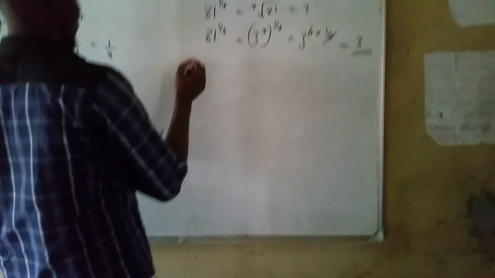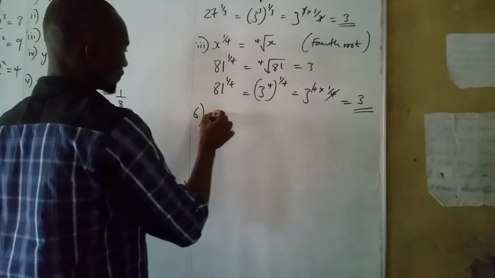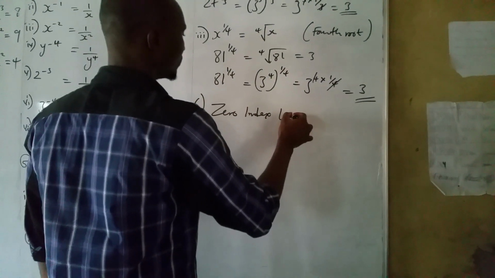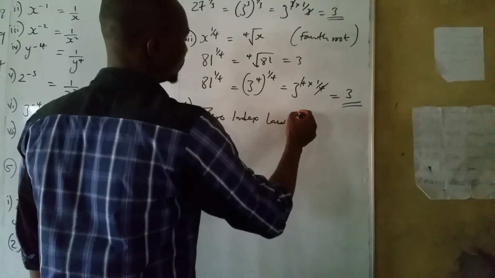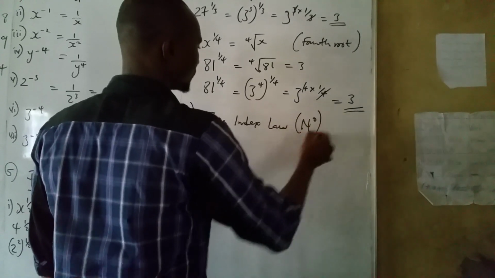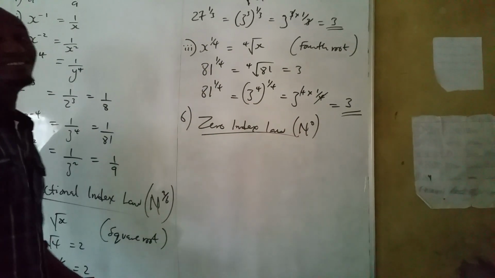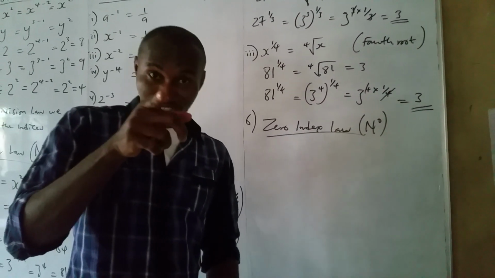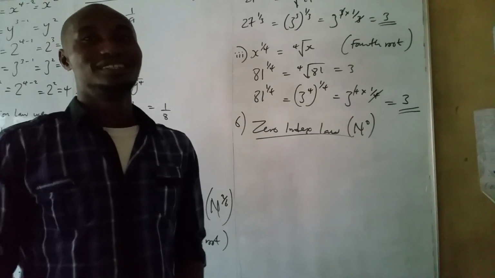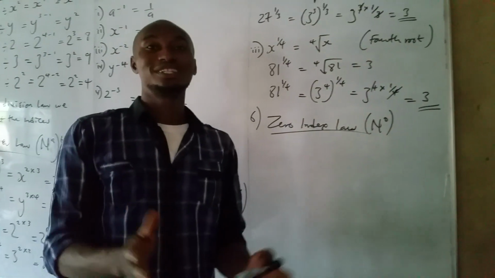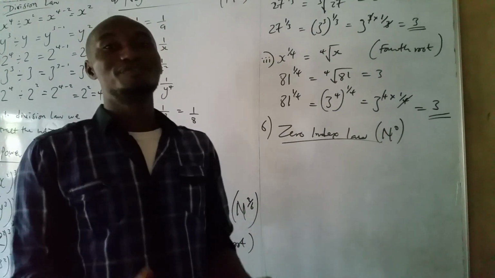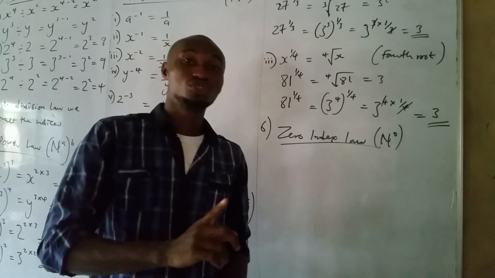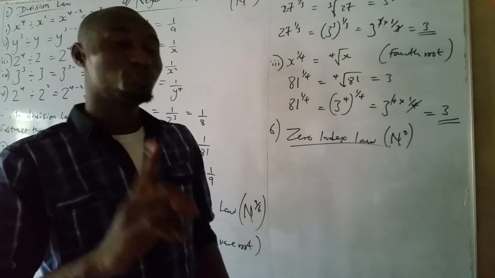Now, last of all on the list is the sixth law, which is the zero index law. Alright? In this law, anything raised to power zero is what? One. If your name is Rebecca or Chidinma, you find this power zero is equal to what? One. $1 billion to power zero is equal to one. $1 trillion to power zero is equal to one.